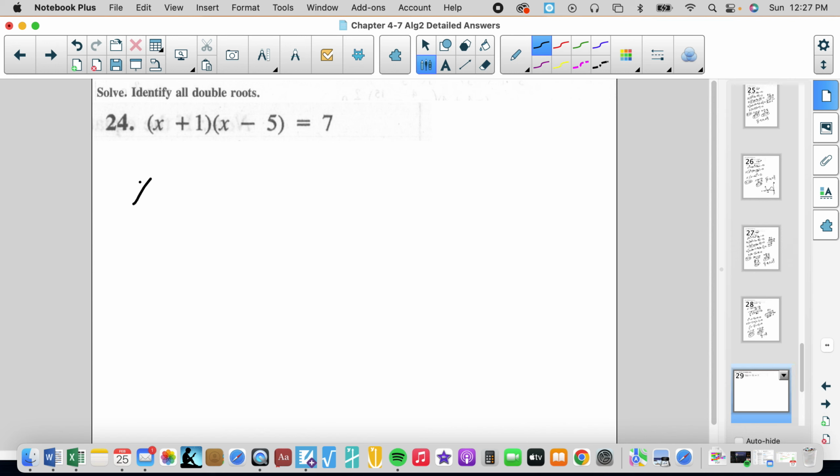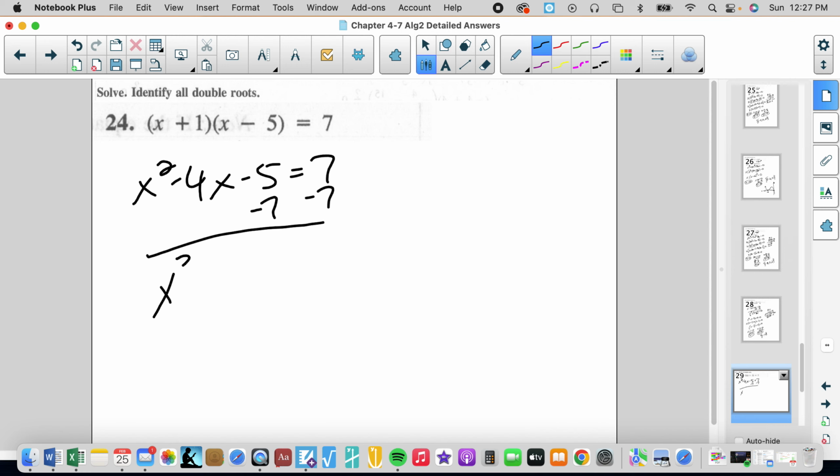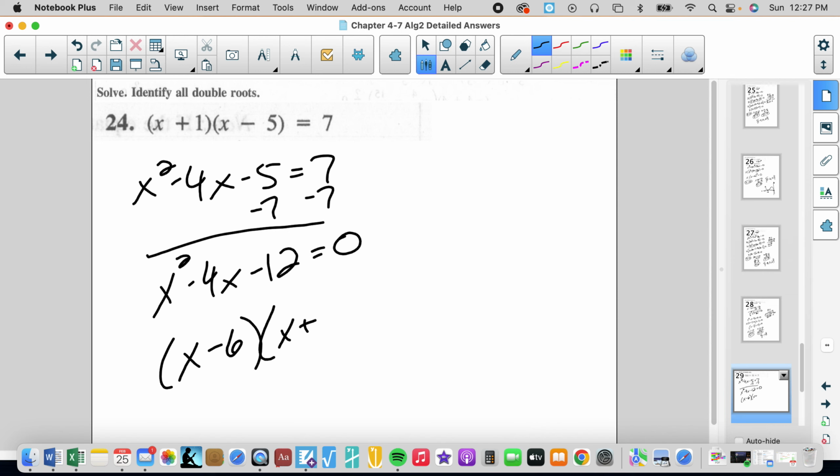So let's multiply it out. X squared minus 4x minus 5 equals 7. Subtract 7 over. X squared minus 4x minus 12 equals 0. Factors of 12 that when subtracted equal 4, when the signs are different, are x minus 6, x plus 2.